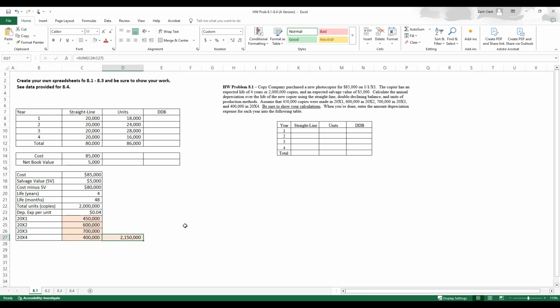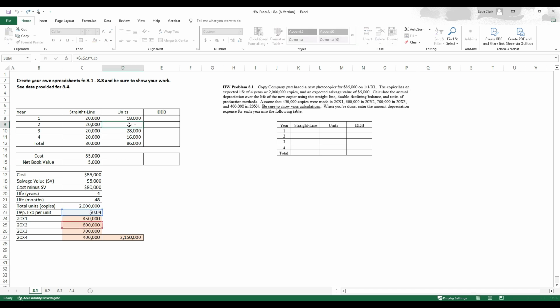And so essentially what we're saying is we thought it was only going to last us 2 million units, but in reality, we actually got 2.15 million units out of it. And so how we're going to account for that, we can't go beyond 80,000 because that's our formula. So instead of the 16,000 in the final year, we're just going to limit that to arrive at the 80,000 total. So we have to do some kind of manual adjustments to the final year, essentially.